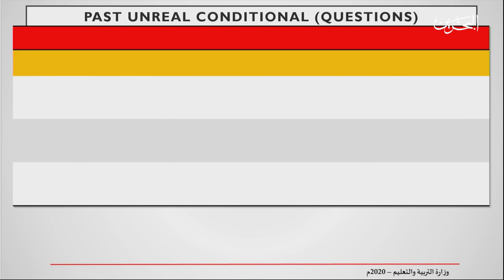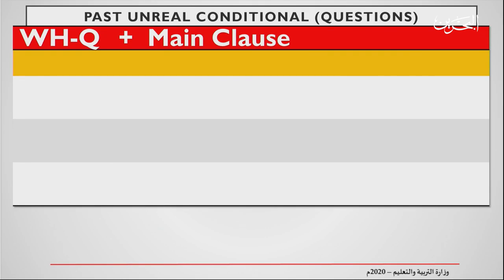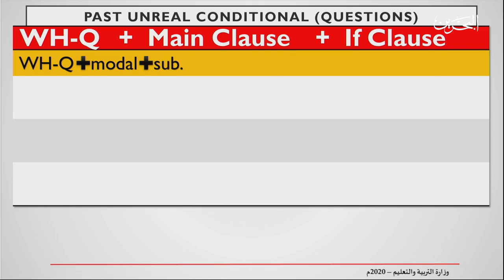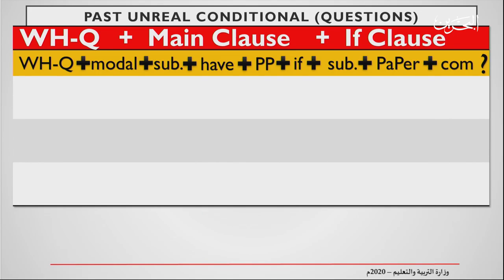Past and real conditional, forming questions. So how to form a question? You need what we call the WH question word plus main clause and then the if clause, and you cannot switch these. So we start with the WH question word plus a modal plus a subject plus have plus past participle. Then if, a subject, past perfect plus complement, and then a question mark.